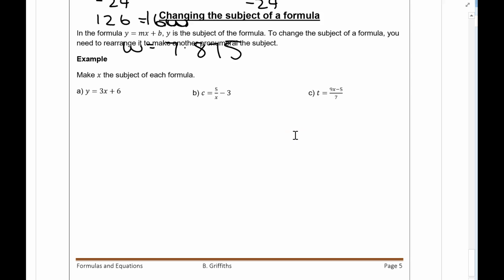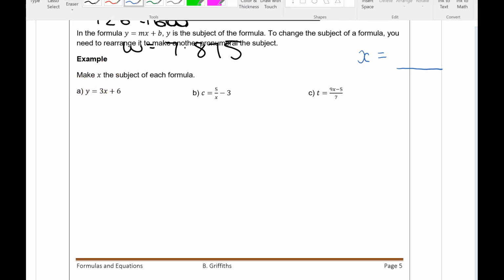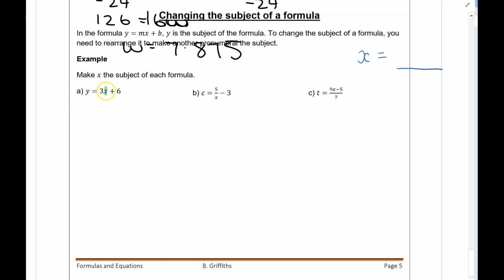Right. To change something to the subject means that I need to make it, if I change x to the subject, it means x is equal to all the rest. So in this first equation, x isn't the subject, y is the subject. So I need to rearrange it to get x the subject. Same in the second one, x is not the subject, c is the subject, so I need to change it all around to get x the subject.